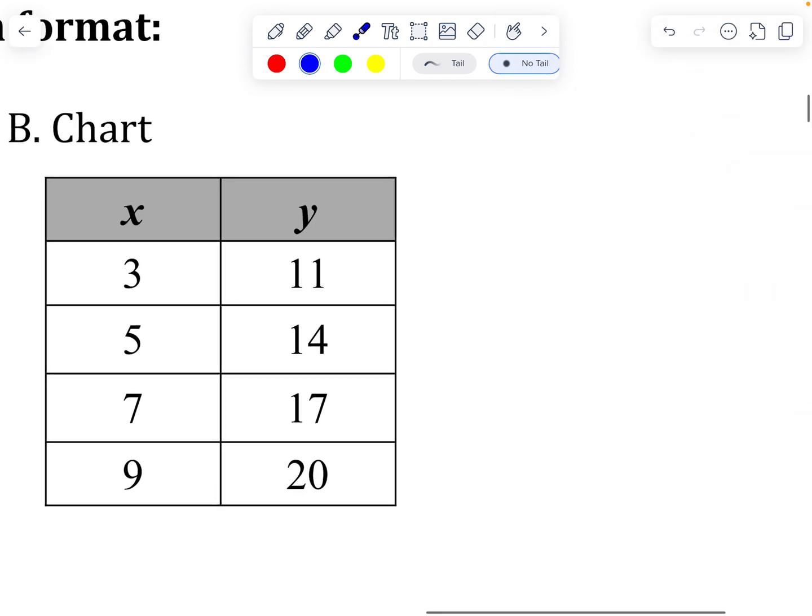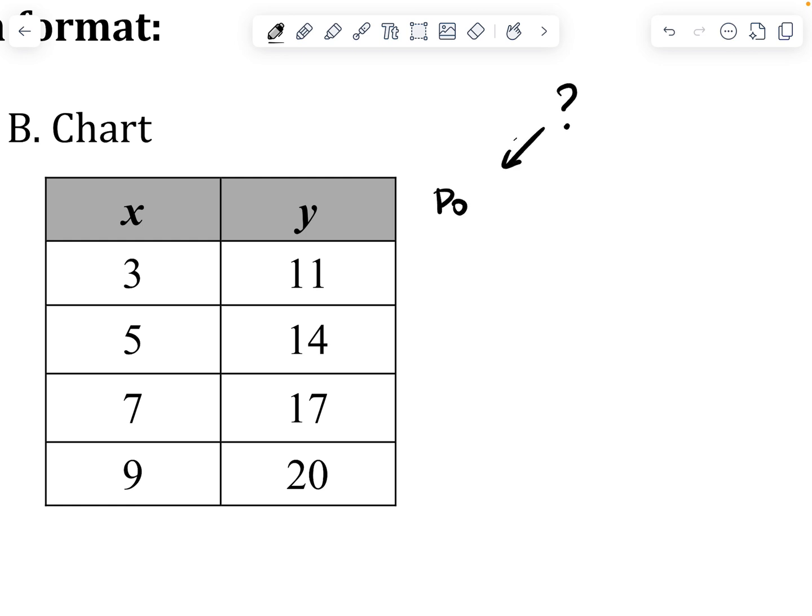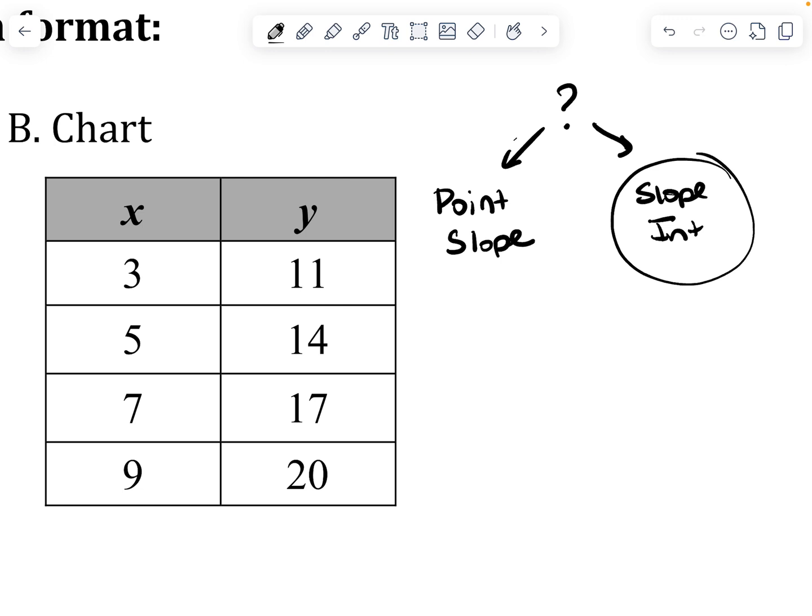So my first instinct is, should I write it in point slope or should I write it in slope intercept? That's always what's going through my mind. Someone asks me to write an equation and I'm asking myself, which version is better? Is it slope intercept or is it point slope? I always start with this version. This is an easy equation to write.